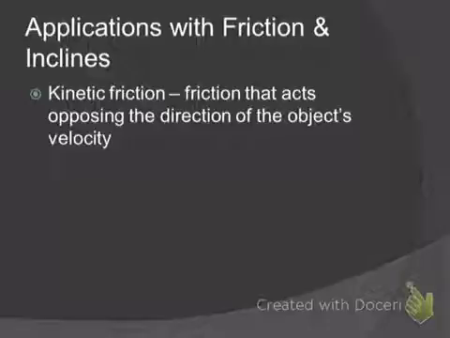And what does the word kinetic usually mean? Or kina? Motion, right? That root, kina, means motion. So when we're looking at kinetic friction, we're looking at an object that's already in motion. Okay, so friction that acts opposing the direction of an object's velocity. That means kinetic friction can only be acting if an object is in motion. So remember, kina is motion.